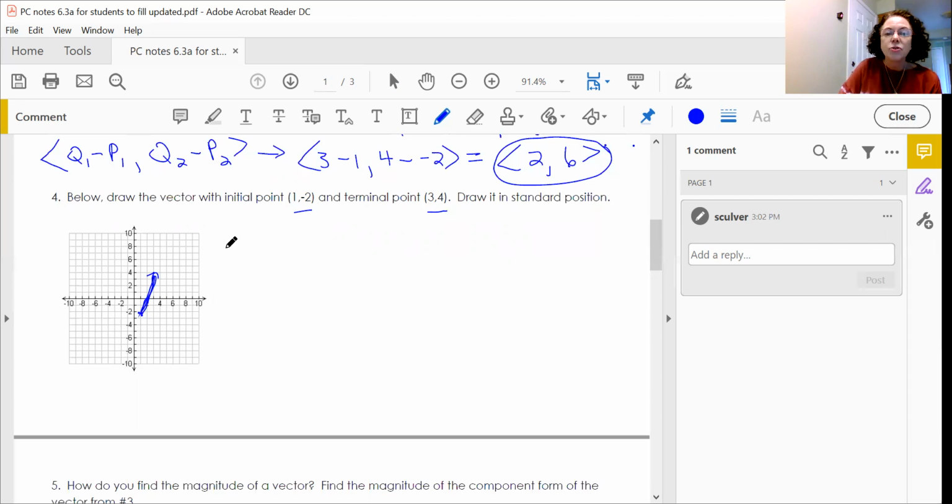Now let's draw it in standard position. It has an initial point of 0, 0 and a terminal point of 2, 6. So if you notice, these vectors are the same length, right? And have the same direction, but one is in standard position.